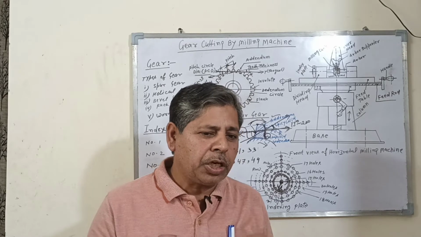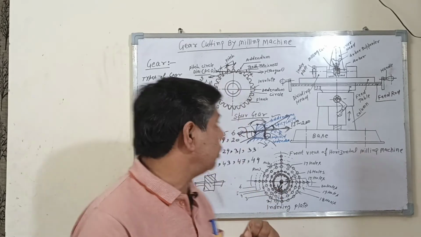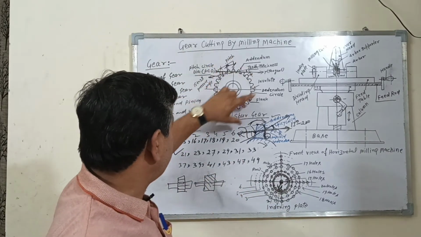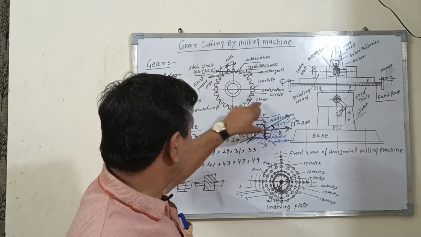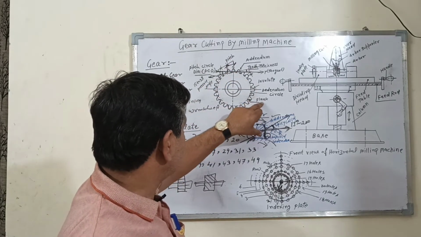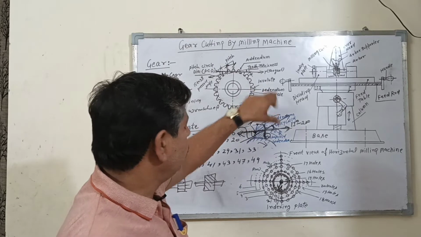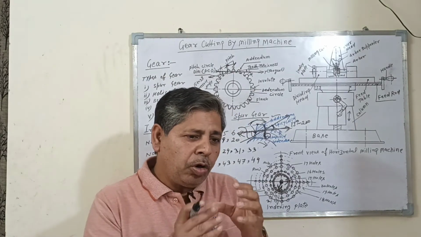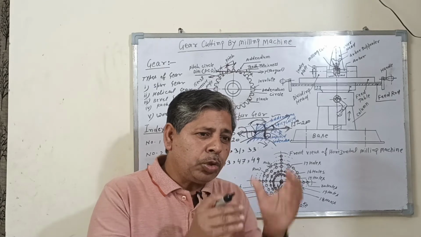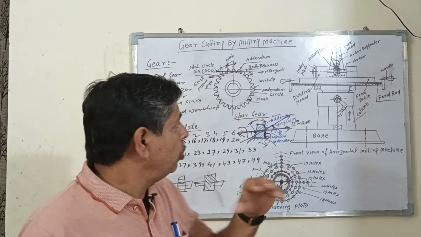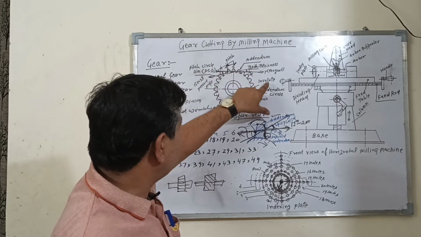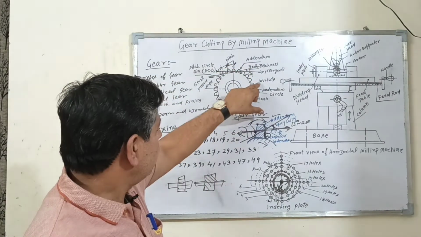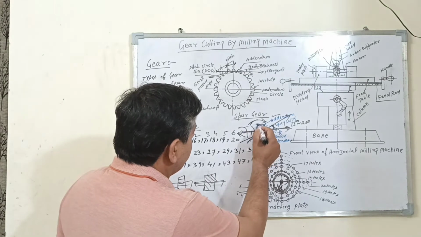The pitch is equal to 1 by number of teeth per unit length. This is the pitch circle diameter, the PCD. This is a flank. The face of this tooth is called a flank. The involute: when a roller is moved on another body to trace a curve, this curve is called the involute.